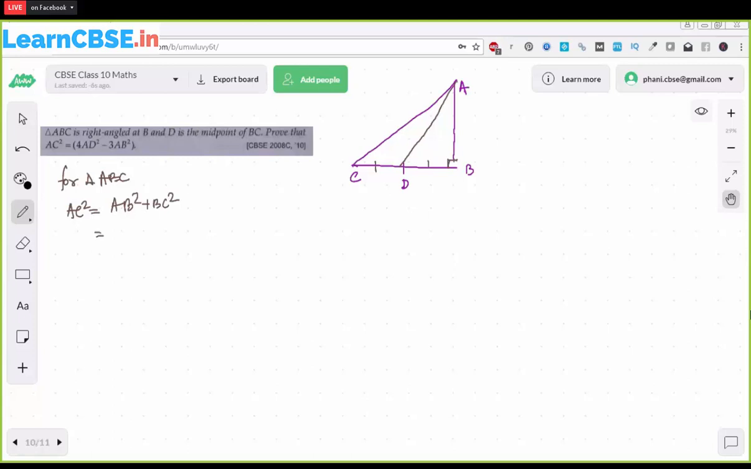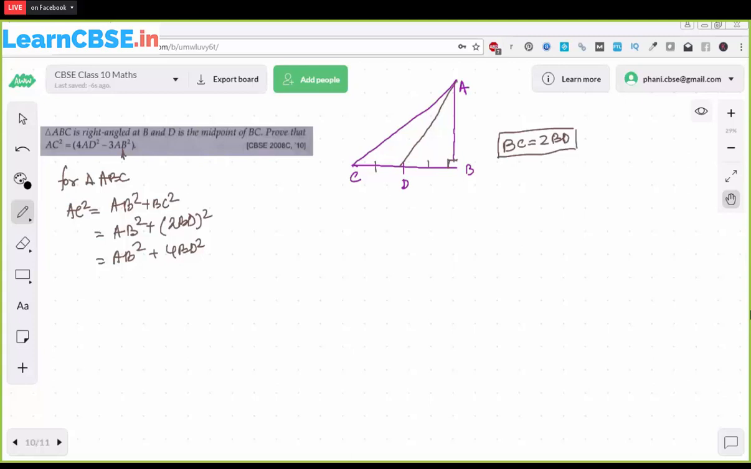Now, in the proof I need AB, so I will keep AB, but BC can be written as twice of CD or twice of BD. So this can be written as twice of BD the whole square. So AB square plus 4BD square. What I did: BC equals twice of BD because D is the midpoint of BC.